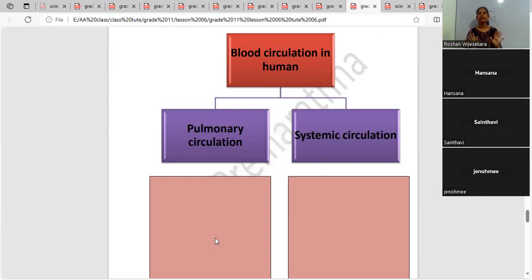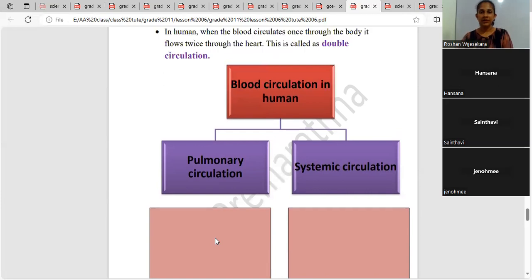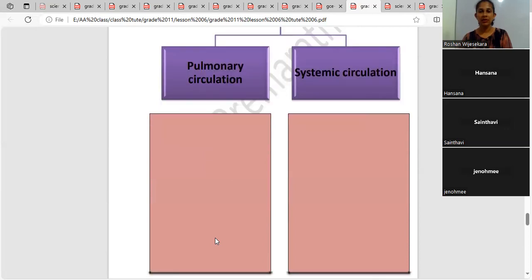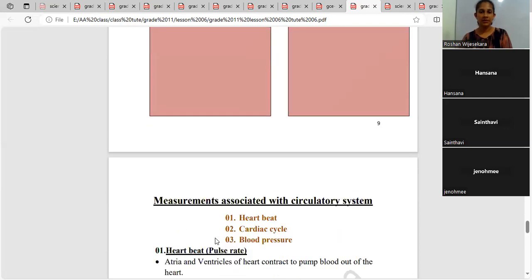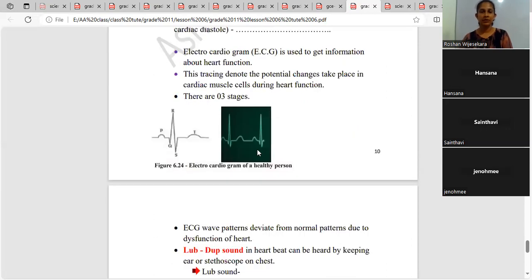We discussed 8 tubes. Therefore, I revise this, I memorize these things and I highlight the important things. Therefore, it's your duty to study hard, because you will definitely get one question from this lesson, these parts. Blood circulation in humans, there are 2 circulation methods, pulmonary and systemic. We discussed these things, and this is also important.